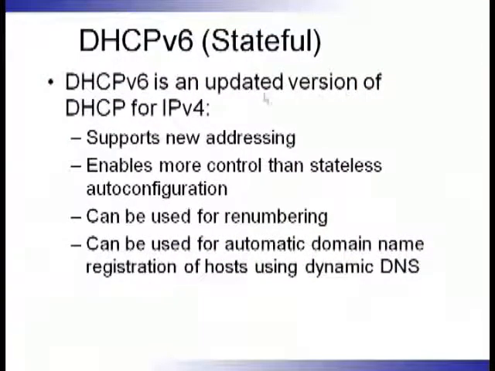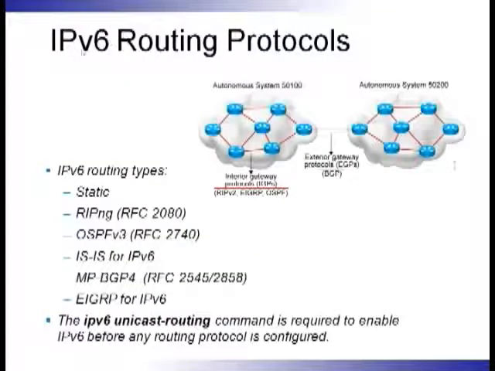DHCPv6 is an updated version of DHCP for IP version 4. We can run it on Server 2003 and certainly 2008. So it supports the new addressing, gives us more control, can be used for renumbering and automatic domain name registration. So one of the good things is it helps us use dynamic DNS. So in a larger corporation, this might be something that you need to do.